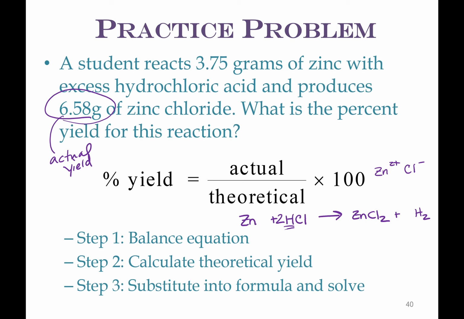Now we're saying we have 3.75 grams of zinc. We have excess hydrochloric acid, so I don't have to do a limiting reactant problem. I just have to figure out what the theoretical yield, or the grams of zinc chloride that could be formed, if I react 3.75 grams with excess hydrochloric acid.